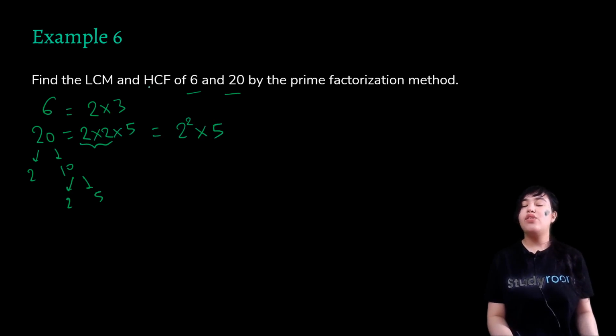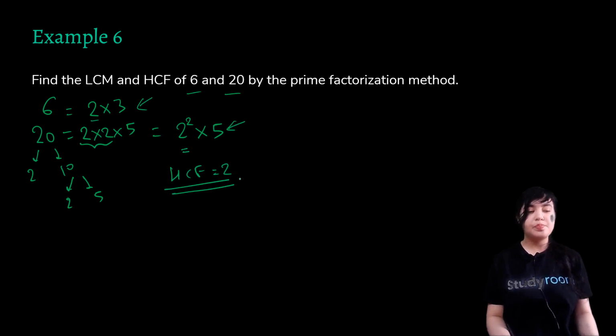Now whenever you are looking for HCF, which is the highest common factor, you look for the common factor. So in 6 and 20, 2 is the only common factor. Okay, so HCF clearly becomes equal to 2. Right? Then what is LCM?